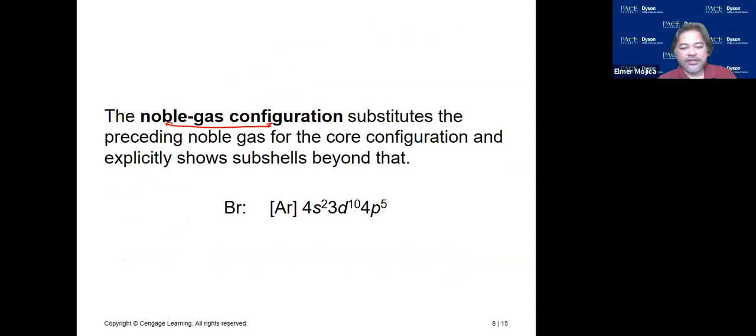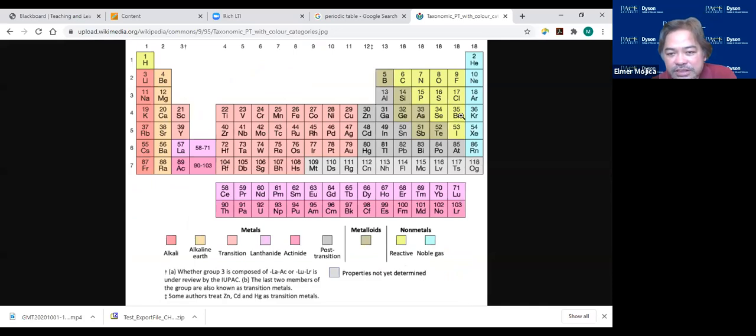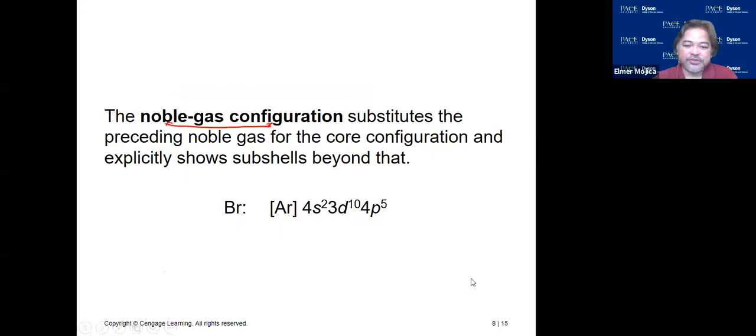So for instance, all you need to do is just look at the noble gas before the element that you're working with. So if you have bromine here, the previous noble gas is argon. If you have sodium here, the previous noble gas is neon. So instead of writing the whole electron configuration there, you're just going to put what noble gas you have there. Okay, so for the bromine, you're going to put here argon and then this thing.